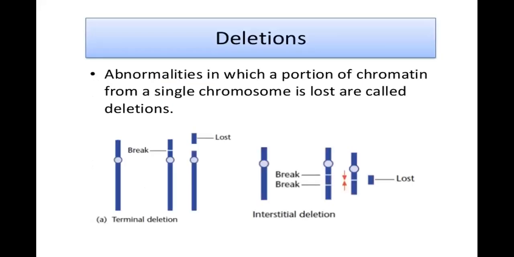Deletions. What are deletions? Abnormalities in which a portion of chromosome or chromatin from a single chromosome is lost are called deletions. So this is a chromosome. If this part breaks, there is going to be deletion and the rest of the chromosome will appear like this. These are terminal deletions. And interstitial deletions: part of the chromosome is going to break and it is going to be lost. This is known as interstitial deletion. Terminal deletions and interstitial deletions. The part of the chromosome which is lost, either at the end or from the middle, is called a deletion of the chromosome.